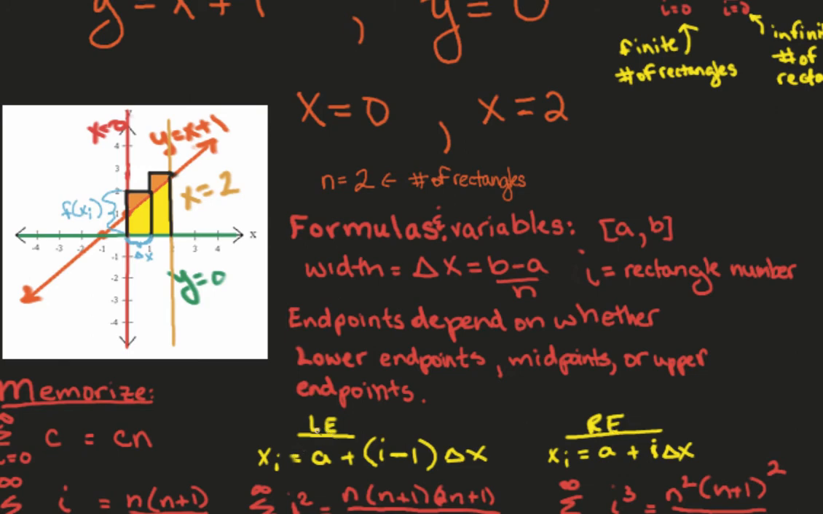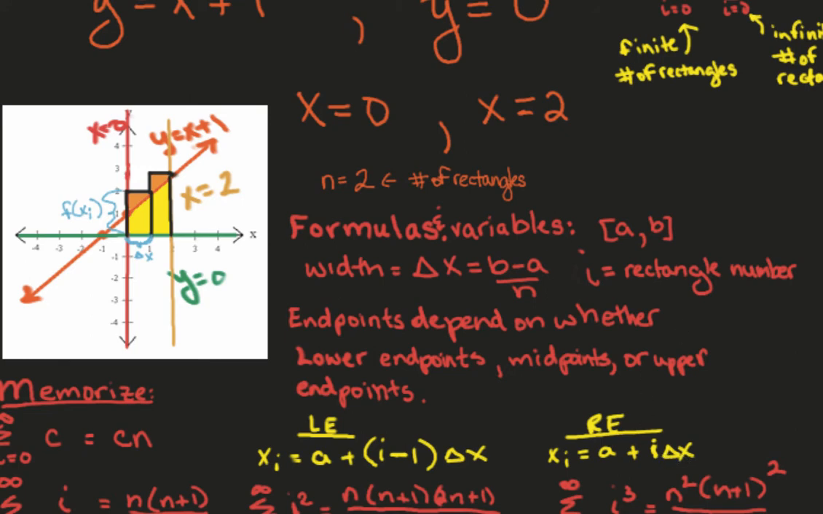So the formula is as follows. The left endpoint x sub i is a, which is the smaller of the two endpoints in the region, right? So a in this case would be 0, x equals 0, plus i minus 1, and we'll talk about i in a second, times that delta x here. Whereas if it's the right endpoint, it's going to be that left, smallest bound of our region of interest, plus i times delta x.